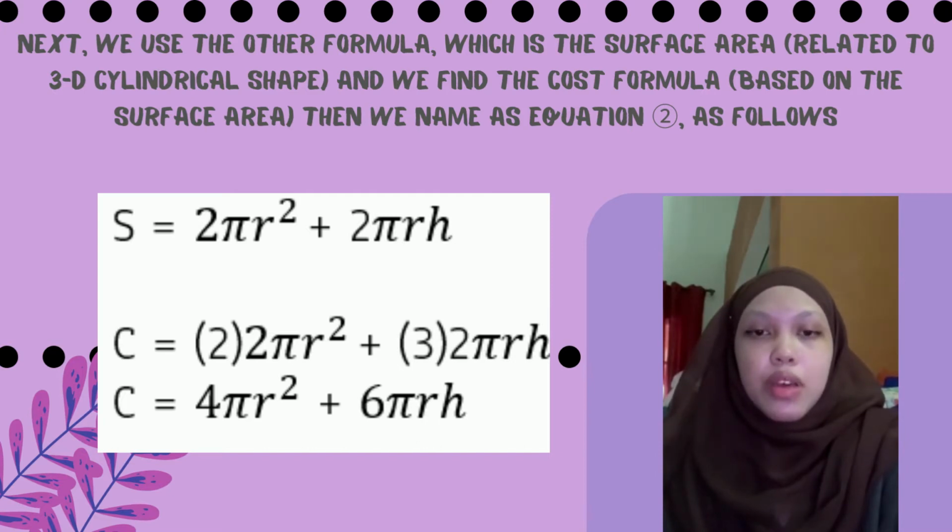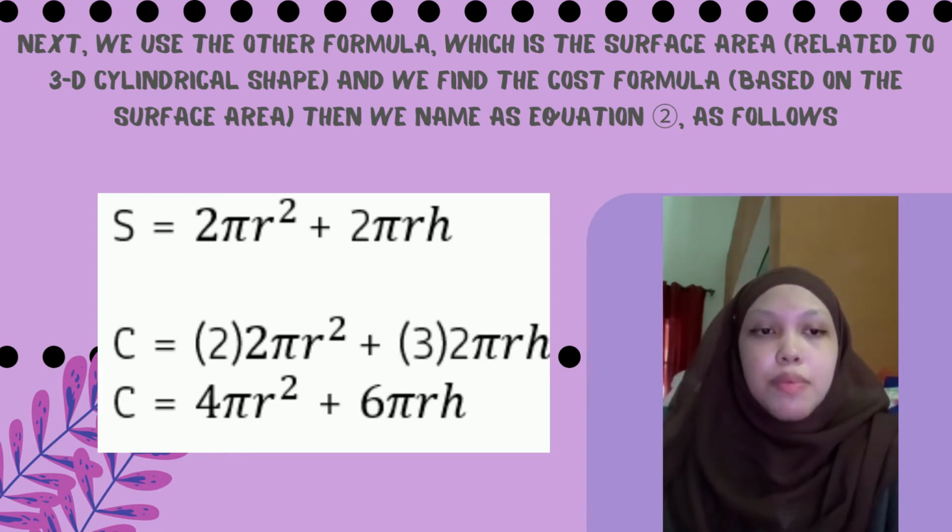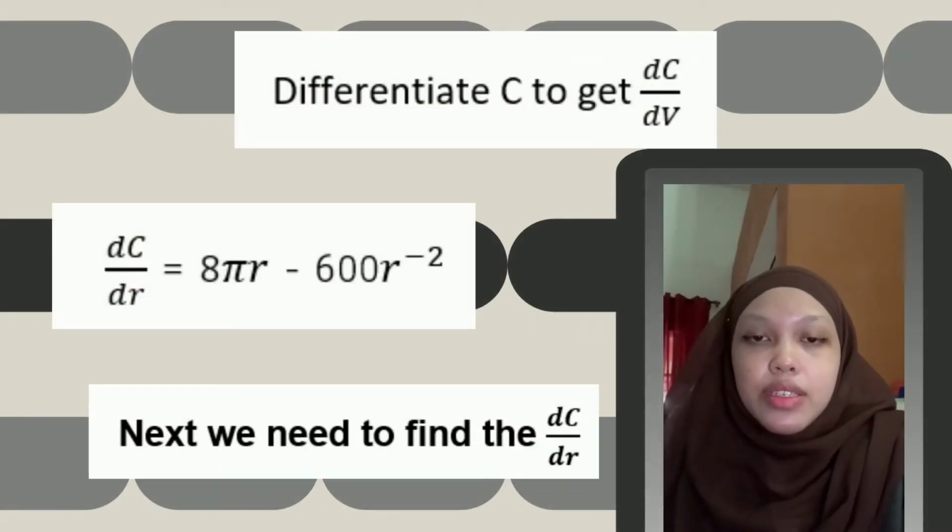Then we name it equation 2 as follows. S equals 2 pi r squared plus 2 pi r h. C equals 2 times 2 pi r squared plus 3 times 2 pi r h. And then we got 4 pi r squared plus 6 pi r h. Next, we need to differentiate C to get dC per dr. After we differentiate C, we got 8 pi r minus 600 r to the power of negative 2. After that, we need to find dC per dr.